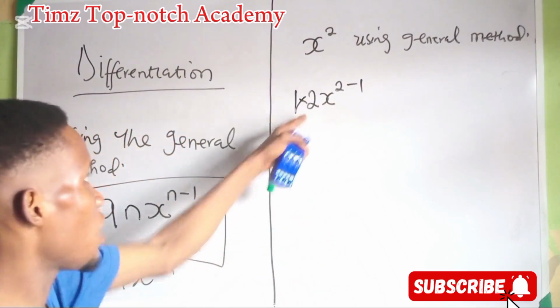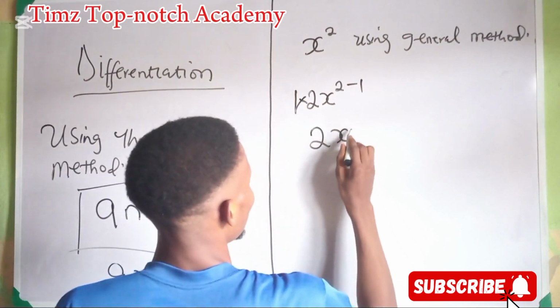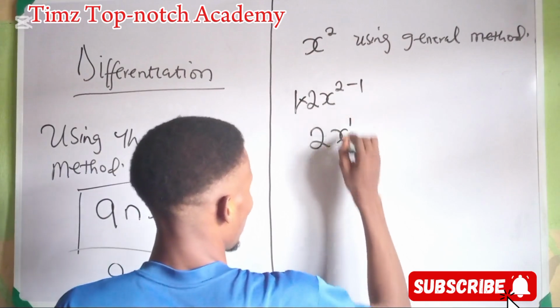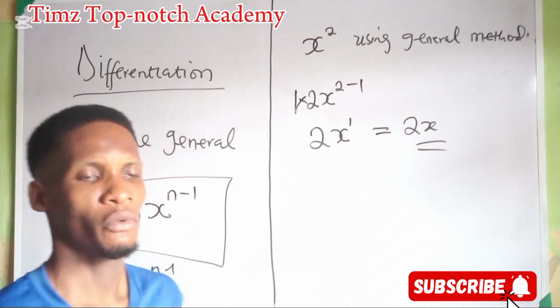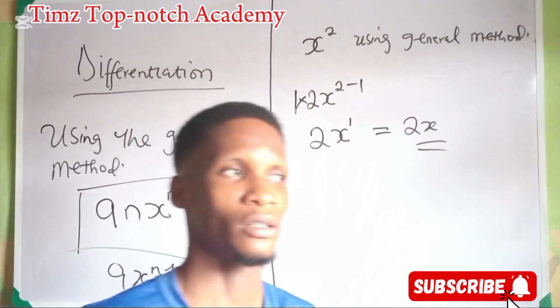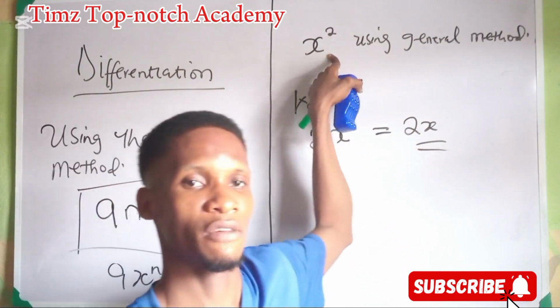So it will not be... 1 times 2 is 2. So it will not be what? 2 raised to power what? 2 minus 1 is what? 1, which is what? 2 what? X. This is the answer when you've differentiated this particular equation that is given to you.